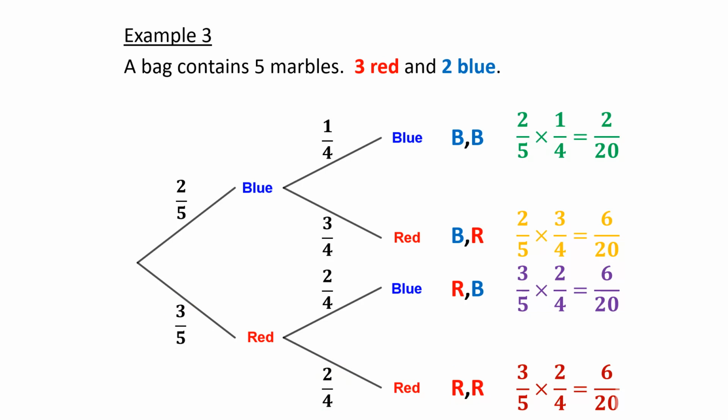So the probability of getting 2 blues is 2 chances in 20. The probability of getting blue first then red is 6 chances in 20. The probability of getting red then blue is also 6 out of 20. And the probability of getting 2 reds is also 6 out of 20. We could do a quick check to make sure our probability tree is correct. If we added up all these numerators, they should add up to 20 because that gives us a 100% option.